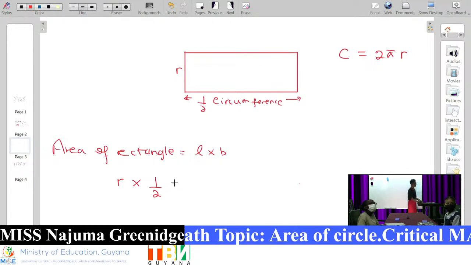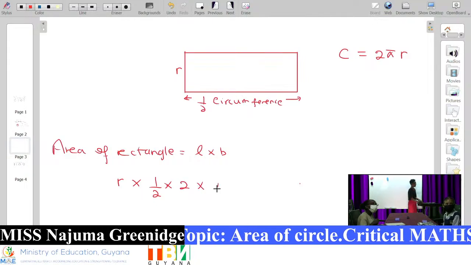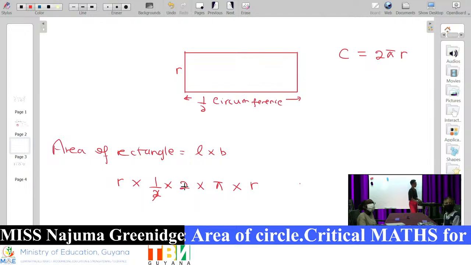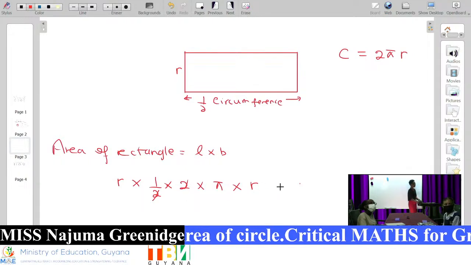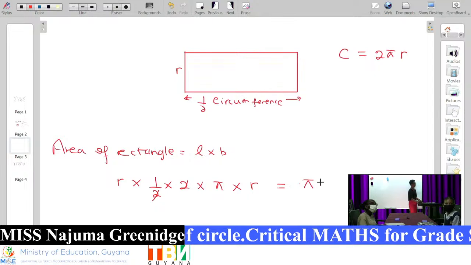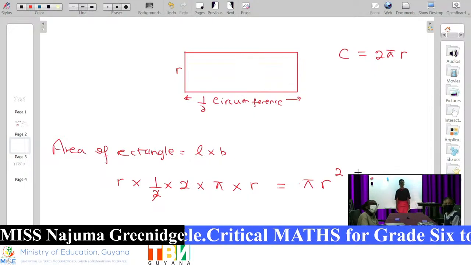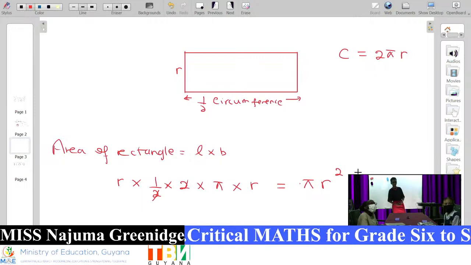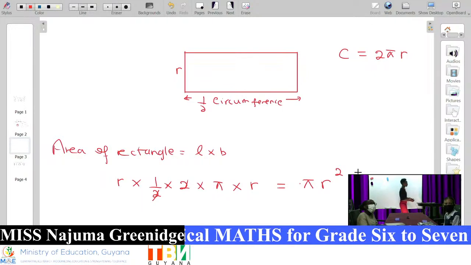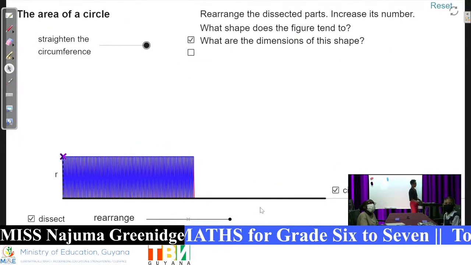Half of the circumference, so it's half times 2 times pi times r. So these 2's will cancel out, and so we'll have pi, r times r will give us r squared. So that is how we arrive at the formula for the area of a circle. Alright, so going back to our figure here.